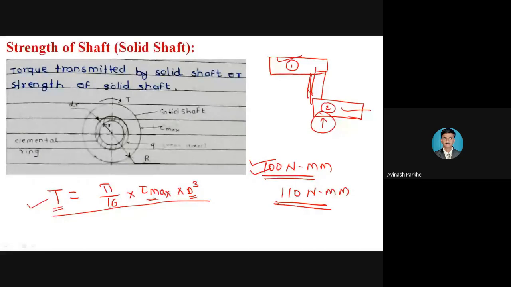So like that, four options will be given, and from that particular four options, we have to choose the correct option as pi by 16 into tau max into d cube. So please take this particular formula in your notebook. For solving the numericals also, we have to use this particular formula.